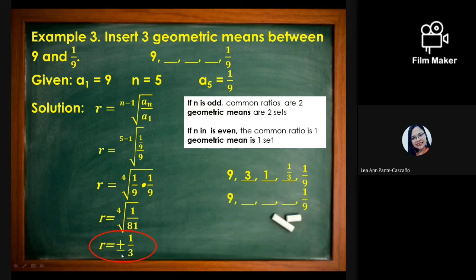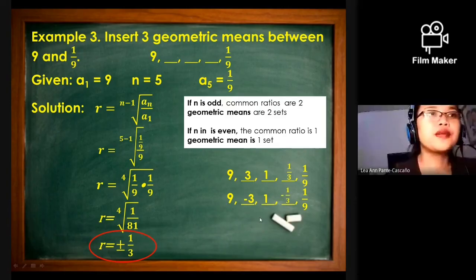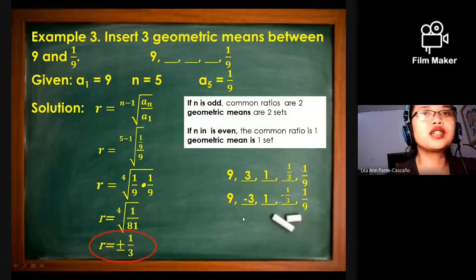Another set, yung negative naman po. So, 9 times 1/3 is negative 3, kasi negative 1/3 na po. Negative 3 times negative 1/3 is positive 1. Positive 1 times negative 1/3 is negative 1/3. Negative 1/3 times negative 1/3 is positive 1 over 9.